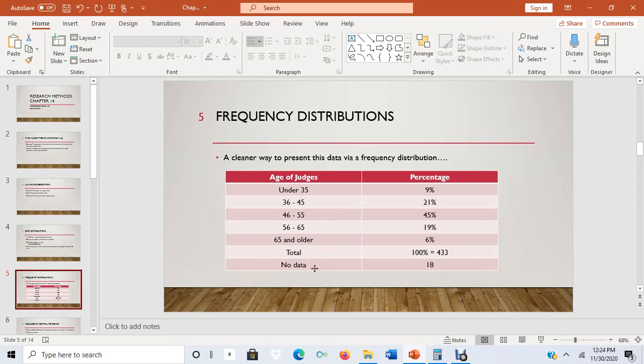And we also have some additional categories for no data. So these are cases where maybe we know that there's a judge, but we don't know how old they are, right? So maybe the courthouse didn't have data on these judges, or maybe if we were surveying them, they didn't write their age in. So there's 18 judges that we don't have any data on. So you'll always want to report the total, and also if there's any cases where you have missing data, all right? But this is just an easier way of displaying the data.